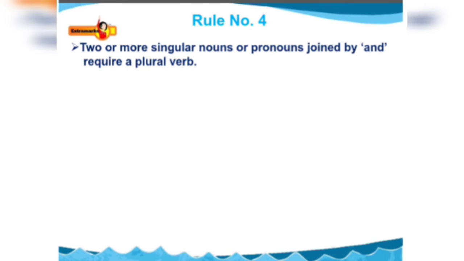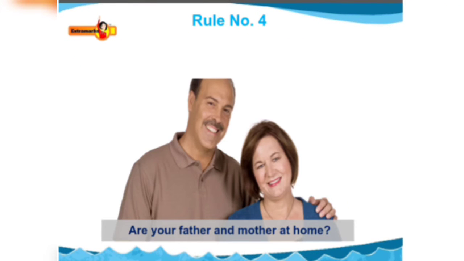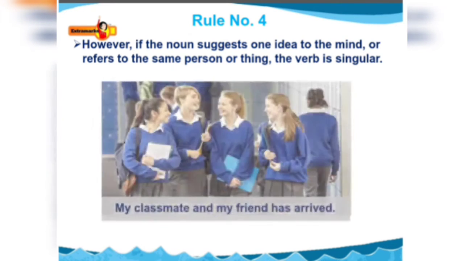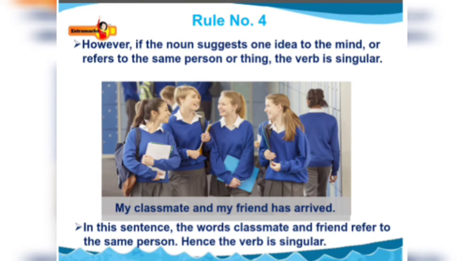Rule number 4. Two or more singular nouns or pronouns joined by and require a plural verb. For example, Sarah and Sally are twin sisters. Are your father and mother at home? However, if the noun suggests one idea to the mind or refers to the same person or thing, the verb is singular. For example, my classmate and my friend has arrived. In this sentence, the words classmate and friend refer to the same person. Hence, the verb is singular.